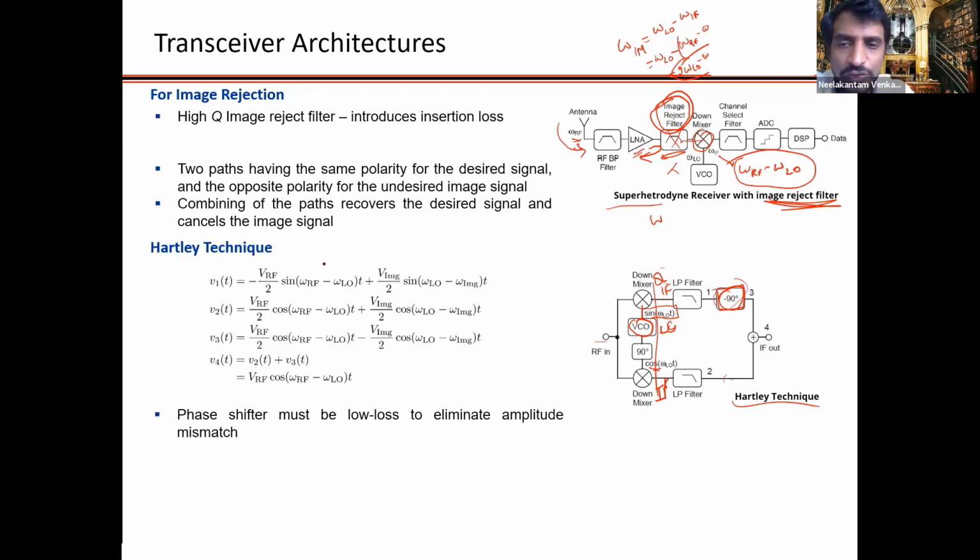How does that work? You can go ahead and see the math here at the different points 1, 2, and 3. The voltage at 1 is going to be omega RF minus omega LO and omega LO minus omega image when you multiply it, where I'm having a sine omega RF t coming in here. Sine omega RF t times sine omega LO will give me this. Sine omega t times cosine omega LO will give me this.